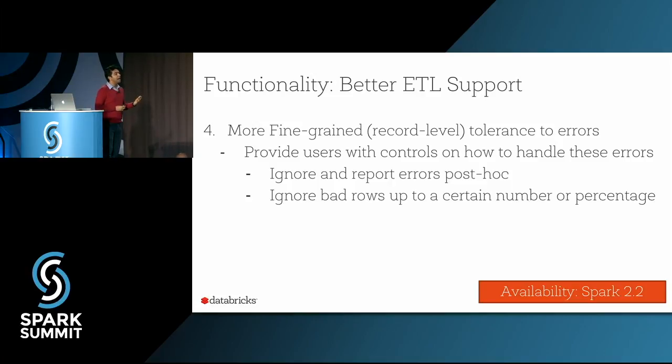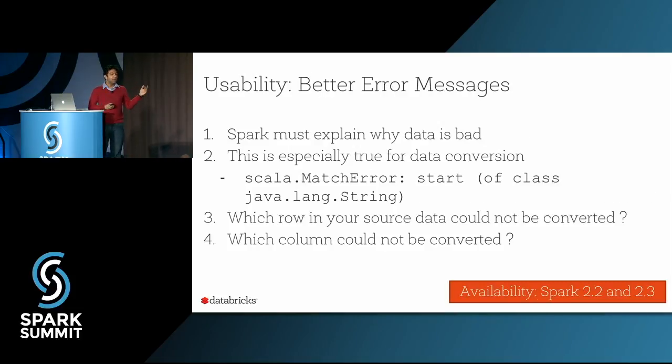But we can also add some more support. For example, in this case, we are thinking of adding support to ignore bad rows up to a certain number or percentage when you're trying to read this data. This, again, would be available in Spark 2.2.